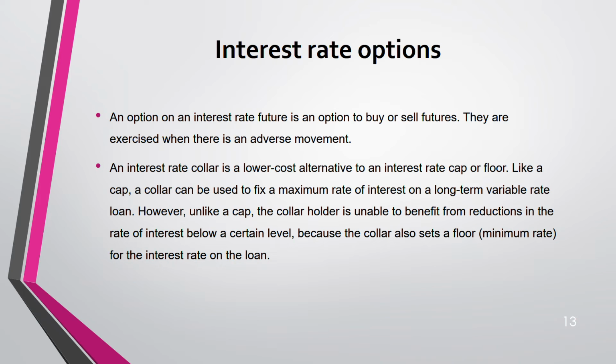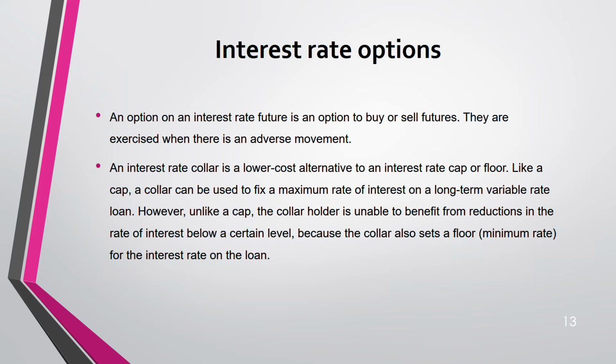Can you now picturize, visualize? You are in between those two things. That's why you cannot go up above a certain point. You cannot go down below a certain point. You can only take advantage in that range, in that middle part between the cap and the floor. You understanding? That's why you cannot take that advantage, reduction of the interest rate below a certain level, in the collar. But in cap, you can do that. So because you cannot take that advantage, premiums are also less in collar.